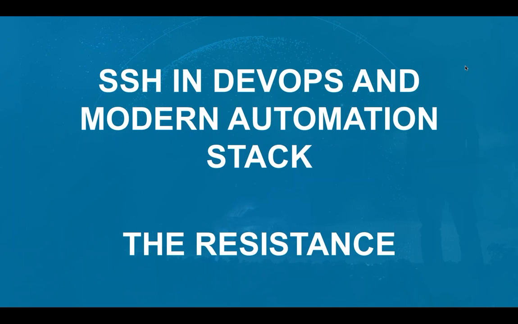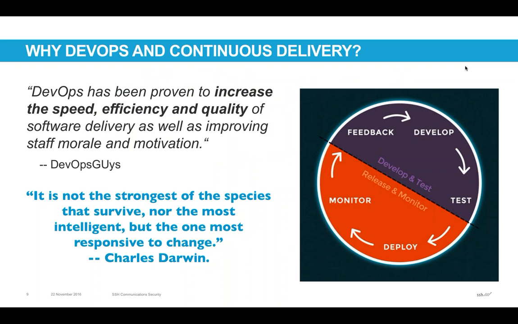Why there is resistance is that many companies think that by moving into DevOps, by modernizing their stacks with full automation, they are going to resolve all their access management problems, and that's probably not the case. Just to set the stage, why people are going into DevOps, why people are going into continuous delivery. There's a very good source for DevOps information called DevOps Guys, and this is just their quote from their webpage, that basically DevOps has been proven to increase the speed, efficiency, and quality.